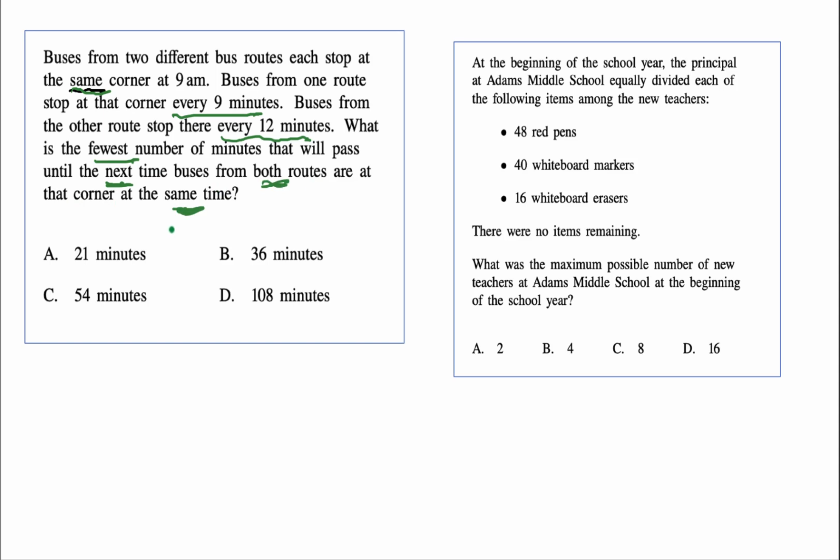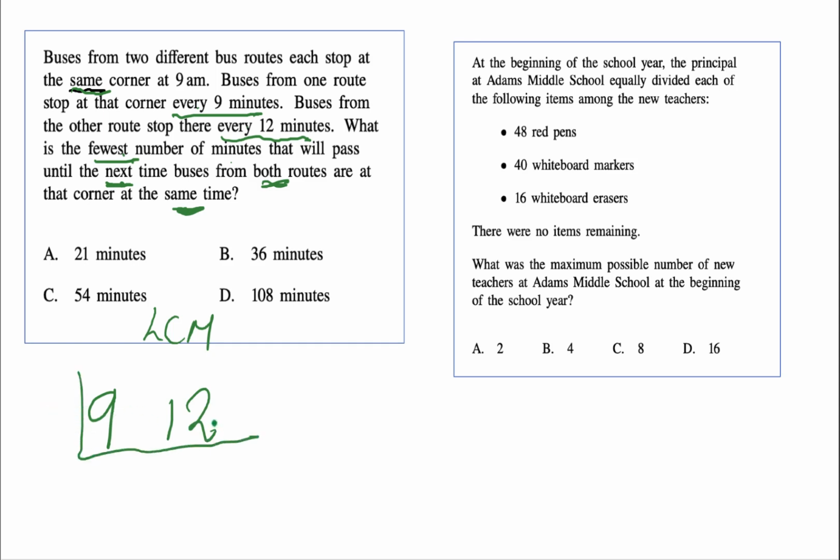We have so many keywords here. We see the word same, we see the word every, fewest, next, both. All of that signals LCM. So we're looking at the time because they want to know the fewest number of minutes. So we have 9 minutes and we have 12 minutes. And we have to find the LCM.